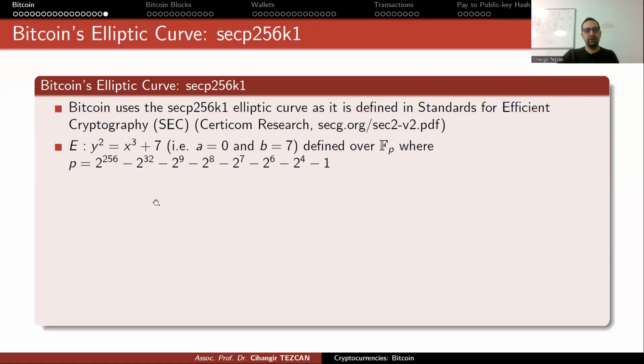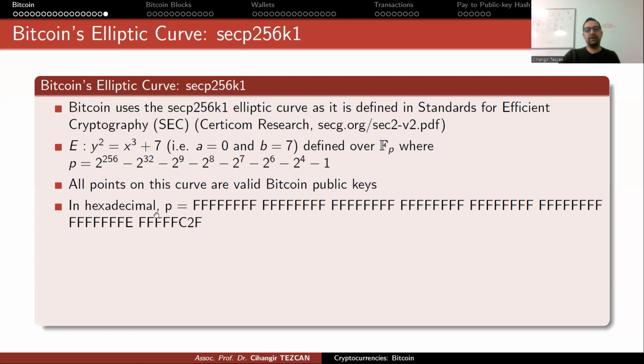So let's recall the definition. The elliptic curve is y squared equals x cubed plus 7. This means that b is chosen as 7 and a is chosen as 0. This is why we don't see any x term here. It is defined over F_p, the field where p is a prime and is chosen as this. All points on this curve are valid Bitcoin public keys. In hexadecimal, p is this, so the subtraction only modifies these parts, as you can see.